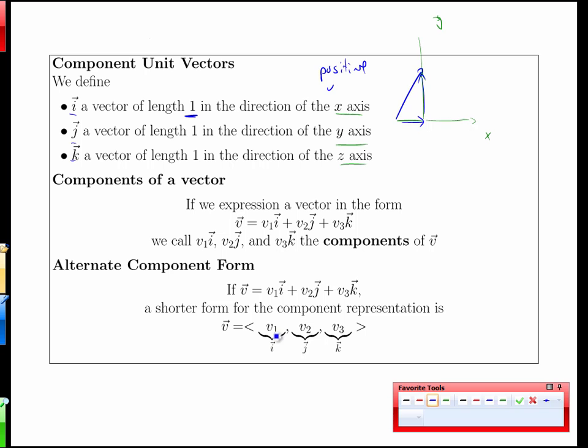And another way, though, that's actually much more compact: once we do this 10 times with i, j, and k every single time, we recognize that what really matters is how much of the i, how much of the j, how much of the k. That's what really defines the vector, if we know that it's always times i, times j, times k in that order. So we often will use component representation just by listing how much or how far in each of the component directions we have in our vector. We're going to see that play out. I think it's easier with examples.